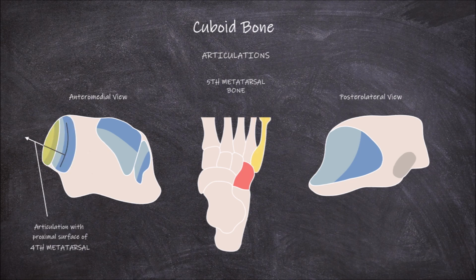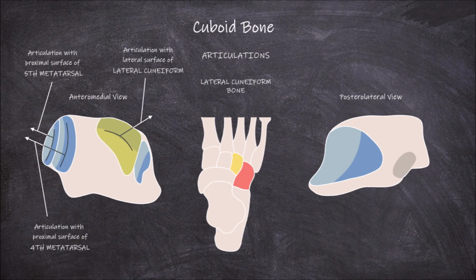The second articulation is with the 5th metatarsal bone. The lateral facet on the anterior surface of the cuboid bone articulates with the facet on the proximal surface of the 5th metatarsal. The third articulation is with the lateral cuneiform bone. The large facet on the medial surface of the cuboid bone articulates with the lateral surface of the lateral cuneiform bone.